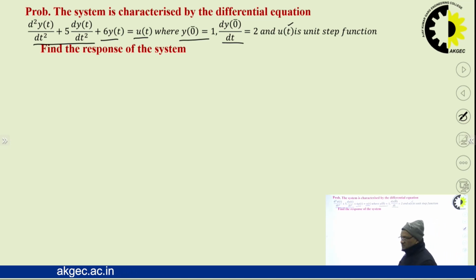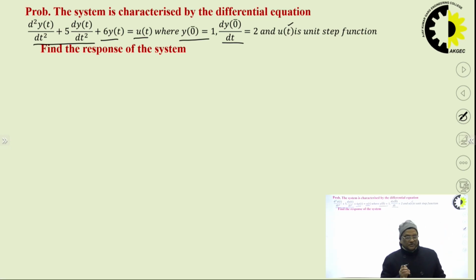So, response of the system means total response. That is, you have to find y(t). This problem can be modified: find the free response, forced response and total response of the circuit. So, how will we do it?